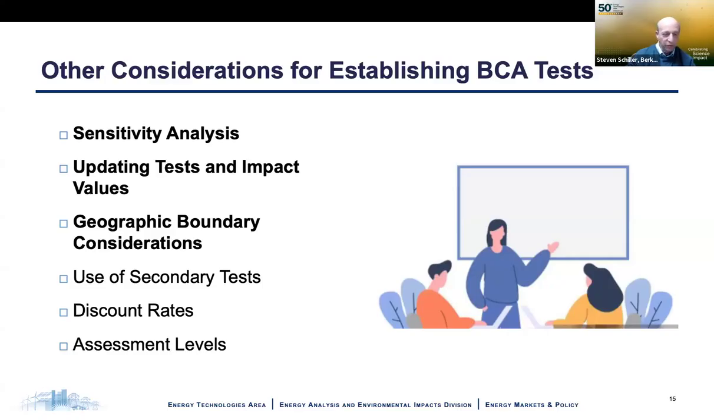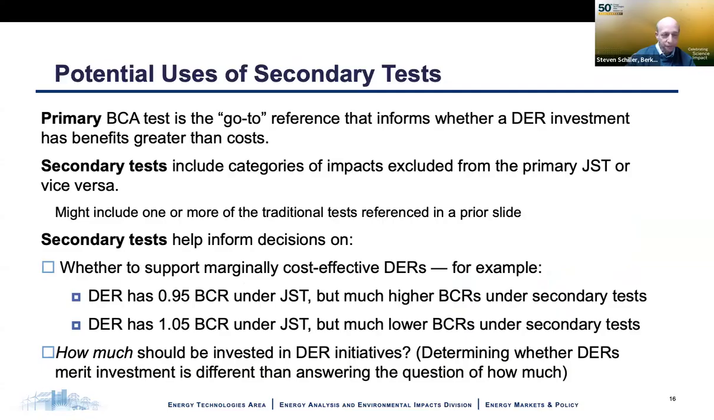Now let me turn quickly to the secondary tests. So secondary tests, as I mentioned, are something that can support your primary BCA tests, your go-to reference. This is a starting point for talking about cost effectiveness. So you can have secondary tests that might be one of those traditional tests that I mentioned before, maybe just your simple utility cost test or your participant test. But those secondary tests, if you put them together, they can help inform decisions.